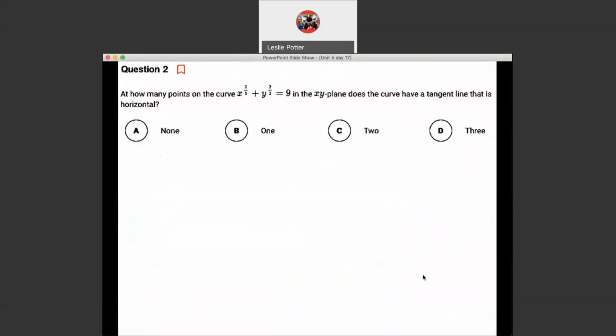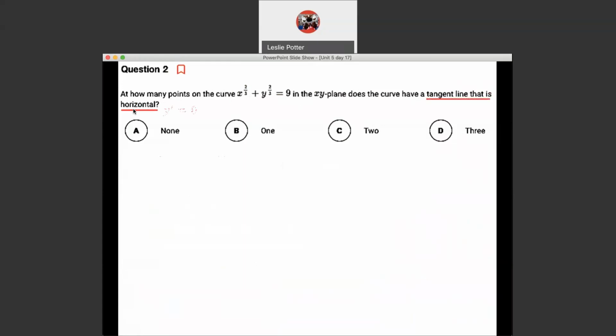This one would definitely be very cumbersome to solve for y and differentiate. Solving for y might not be too much of a problem, but differentiating what you got would be really messy. So it says, how many points on the curve x to the 2/3 plus y to the 2/3 equals 9 in the xy plane does the curve have a tangent line that is horizontal?